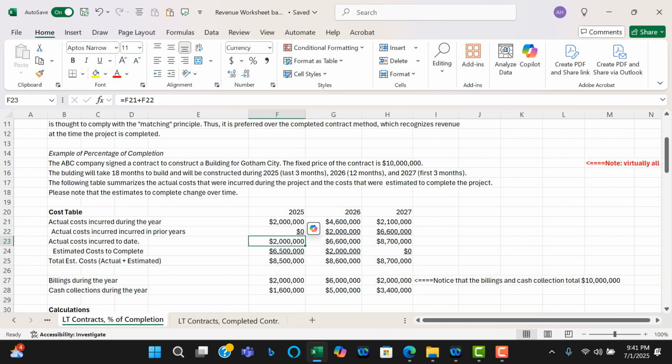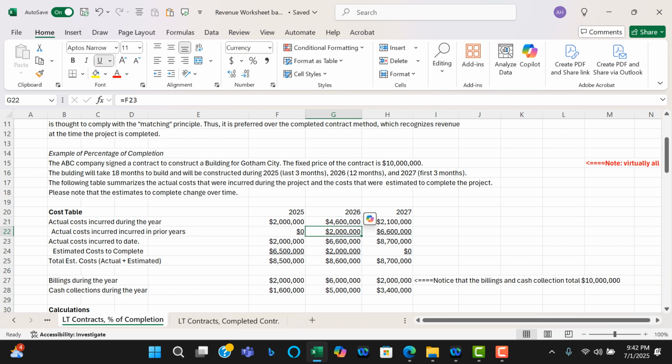So as of 2025, here's what they're thinking. They've already incurred $2 million. Then the engineers estimate the cost to complete. And so as of the end of 2025, the engineers think that the total cost will be 8,500,000, which really means that they think the project is going to have a $1,500,000 profit, $10 million fixed price less $8,500,000 total cost. That's what they're thinking. Now the fact is the $2 million is a fact. The 6,500,000 is what they think they're going to pay over the next 2 years to finish this project. Okay, then we get into the next year.